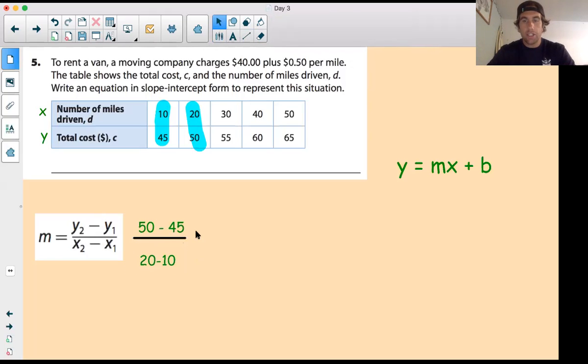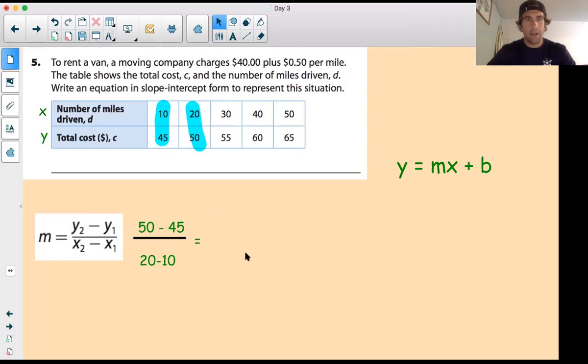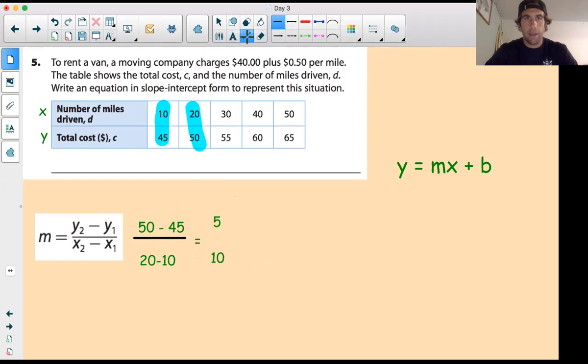Okay. And now you just simplify, guys. Straight up, just do basic math. Keep the fraction. If you want to keep a fraction, be my guest. Doesn't matter. Simplify it. What's 50 minus 45? It's 5. 20 minus 10 is what? 10. You have a calculator in Delta Math. Use it. Now, for some of you guys that are good with fractions, 5 over 10 simplifies to what?